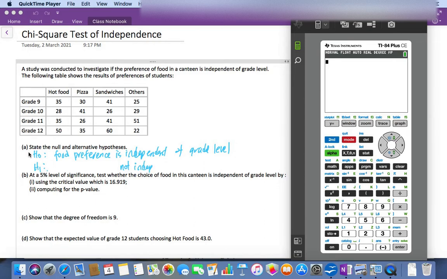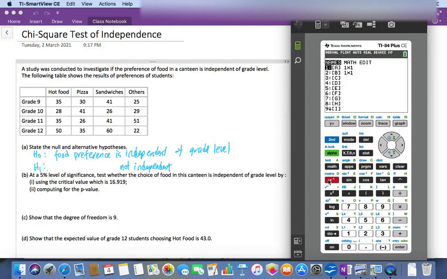For the second question, at a 5% level of significance, we want to test whether the choice of food in this canteen is independent of grade level by first using the critical value, which is given to be 16.919, and the second is computing the p-value. So this is now when we actually do the chi-square test, and we have to input our contingency table into our matrix. The contingency table will have a maximum of 4 rows and 4 columns in exams. So that's the maximum that I have here.